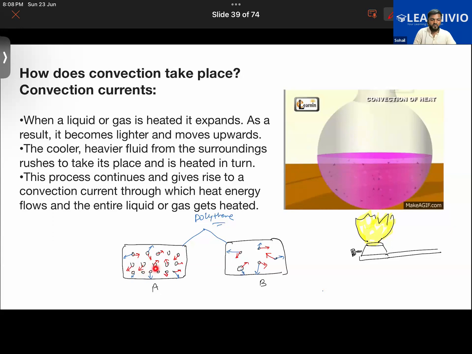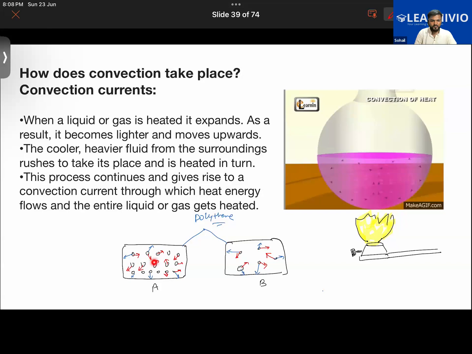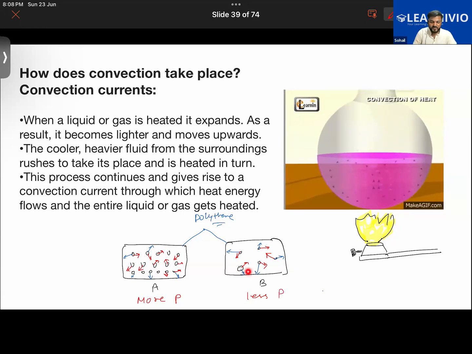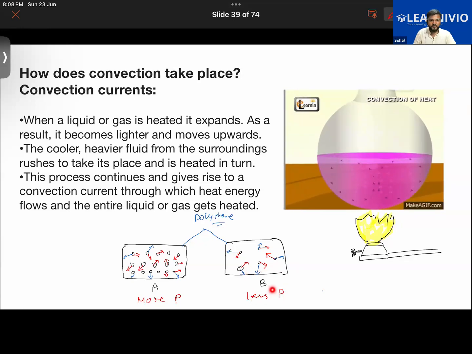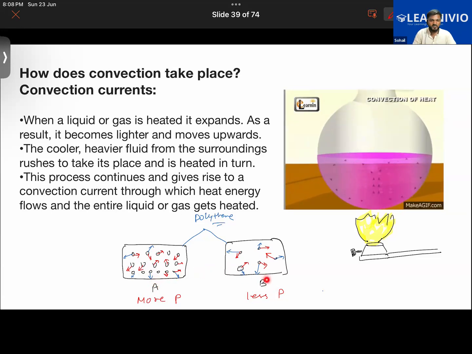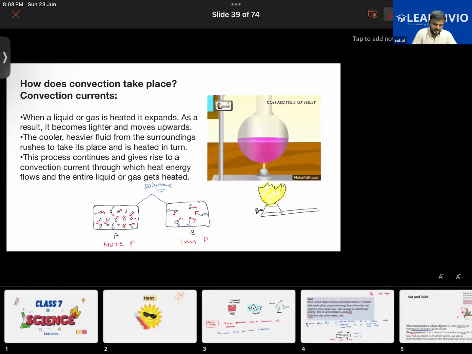So what you can observe here in polythene A is that there are more air molecules, so pressure is more, right? And here there are fewer air molecules, so thereby less pressure is here. Understood this concept so far? More molecules means more pressure. Fewer molecules, less pressure. As simple as that.